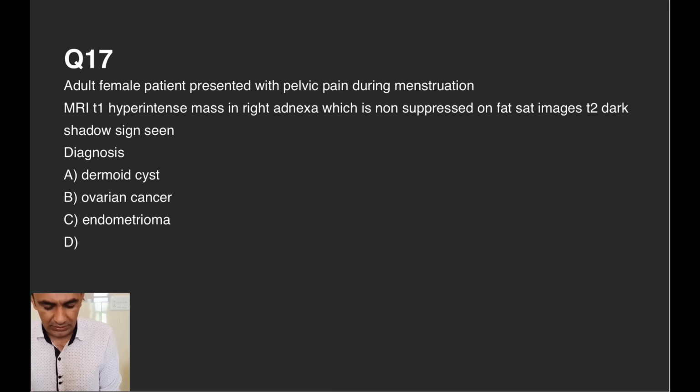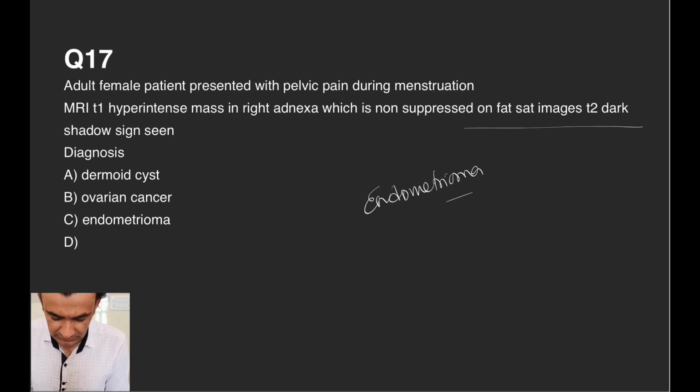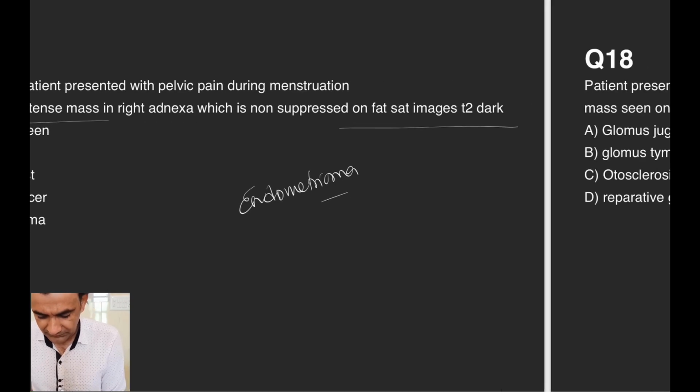Question number 17. Adult female patient presented with pelvic pain during menstruation. MRI of endometrioma is explained, no image was given. It is explained that there is a T1 hyperintense mass in the right adnexa, non-suppressed on fat saturation image. T2 dark shadow sign is seen. All things were given. So this is endometrioma.